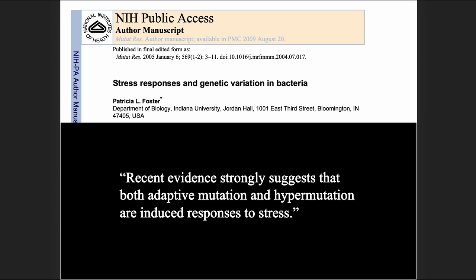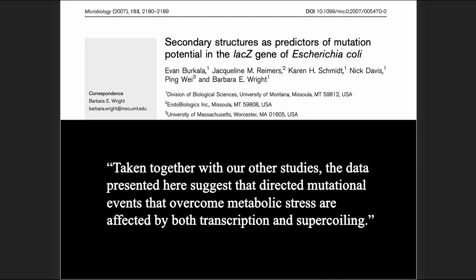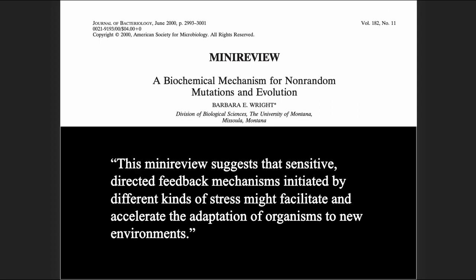In bacteria, quote, "Recent evidence strongly suggests that both adaptive mutation and hypermutation are induced responses to stress." So in other words, you have a stressful challenge, an environmental challenge to a population of bacteria, and adaptive mutations are observed. That was a 2005 paper. Here's another paper. "Taken together with our other studies, the data presented here suggest that directed mutational events that overcome metabolic stress are affected both by transcription and supercoiling." So they've got a couple of mechanisms there. Here's another paper. "This mini-review suggests that sensitive, directed feedback mechanisms initiated by different kinds of stress might facilitate and accelerate the adaptation of organisms to new environments."